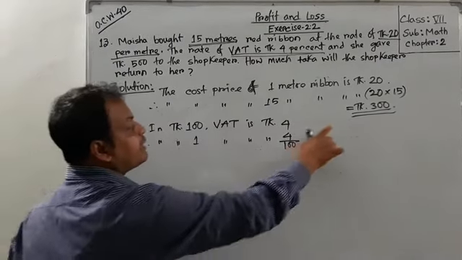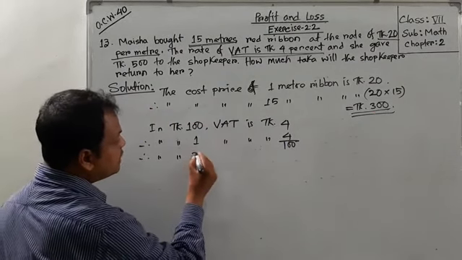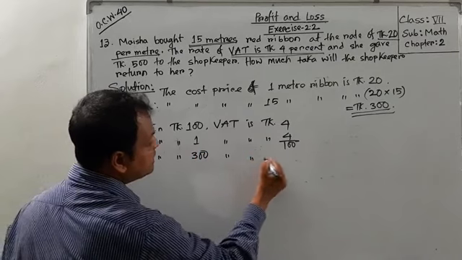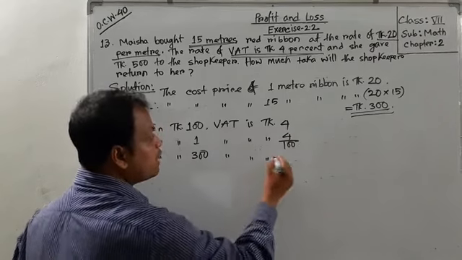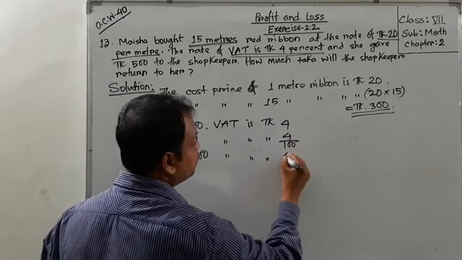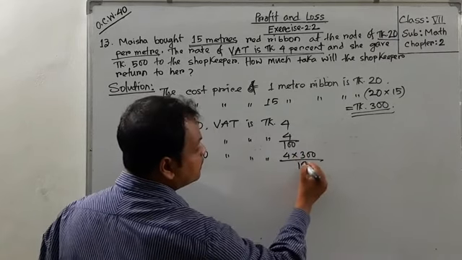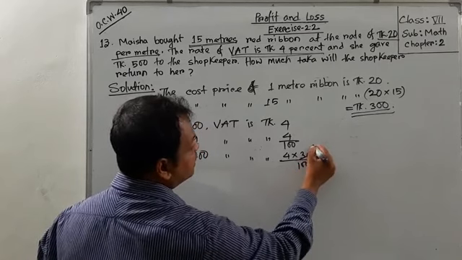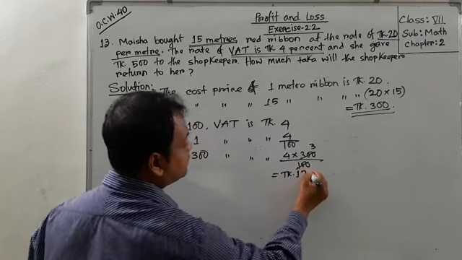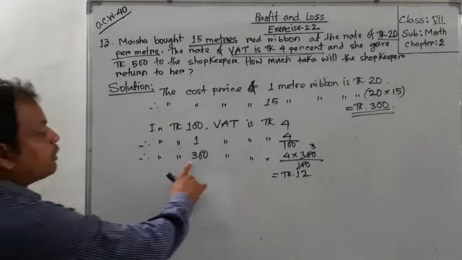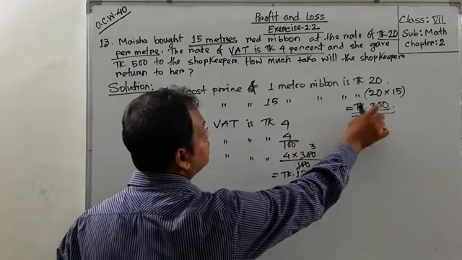Now we have to find the VAT for taka 300. Therefore, in taka 300, VAT is 4 multiplied by 300 divided by 100. Calculate this one. 300 divided by 100 gives 3, and 4 multiplied by 3 gives taka 12. So for 300 taka, VAT is 12 taka, and the cost price of ribbon is taka 300.